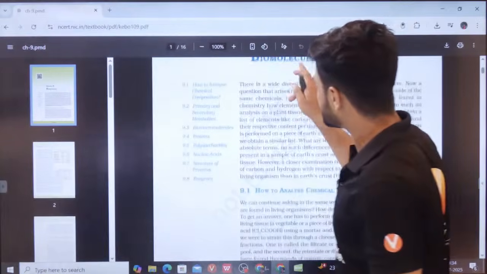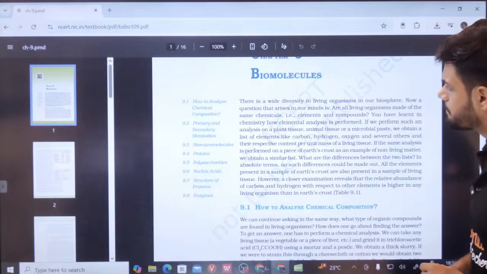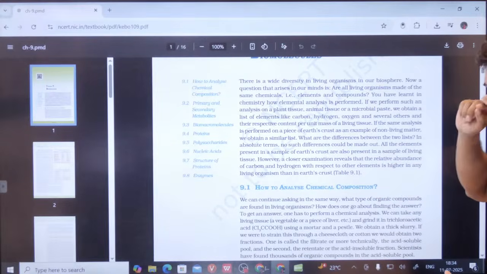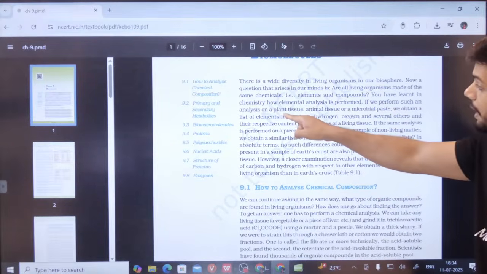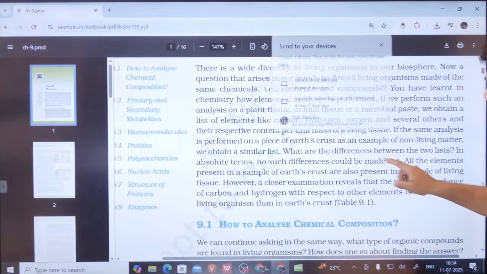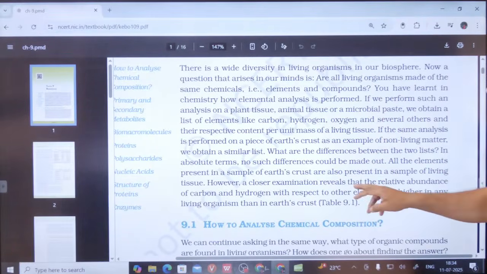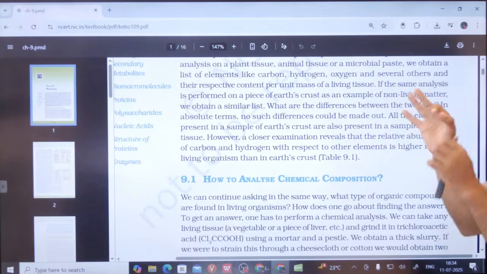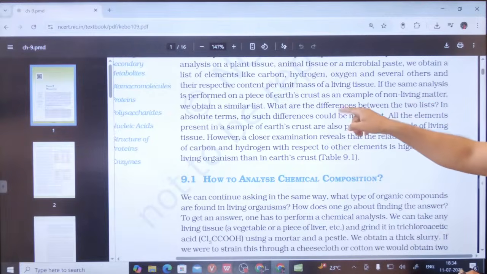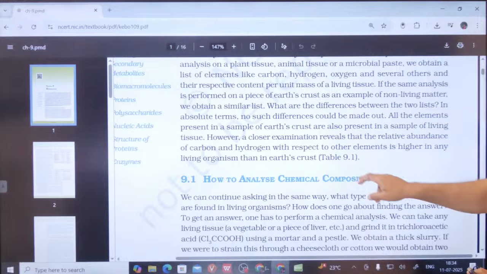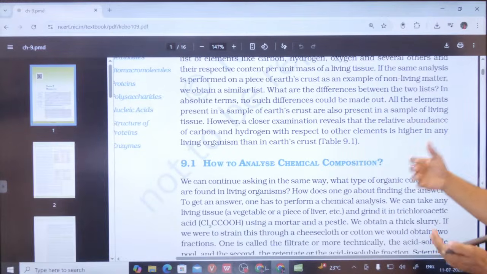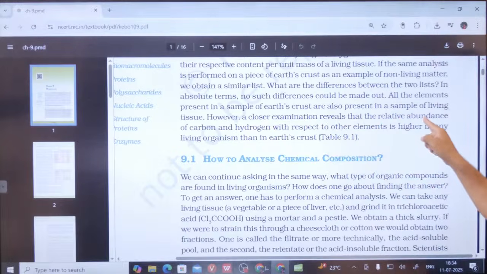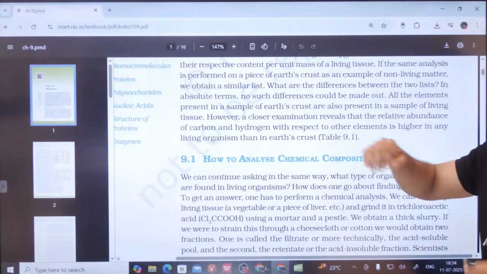Okay, so we started off with the biomolecules in general. We learned that all organisms are made up of the same elements. If you perform such analysis on plant tissue, animal tissue, or microbial paste, we obtain a list of elements like carbon, hydrogen, oxygen, and several other elements. Now the same experiment can be done on the Earth's crust also. We get the same elements. What is the difference, students? The difference is very simple. A closer examination reveals that the relative abundance of carbon and hydrogen is more.